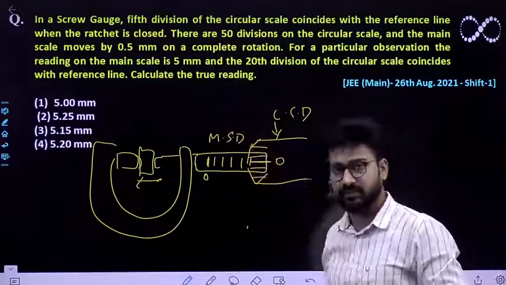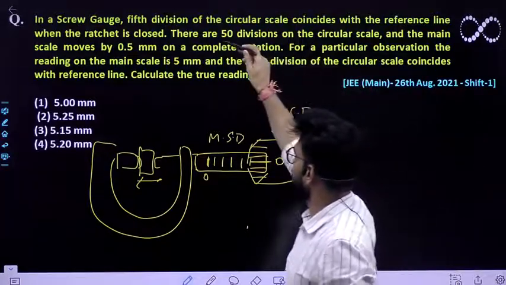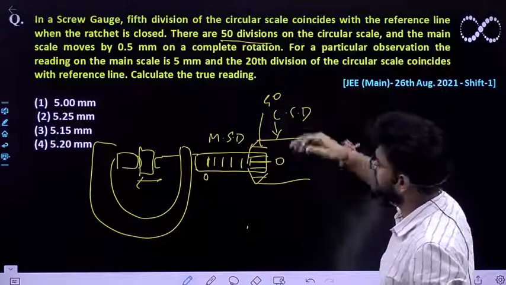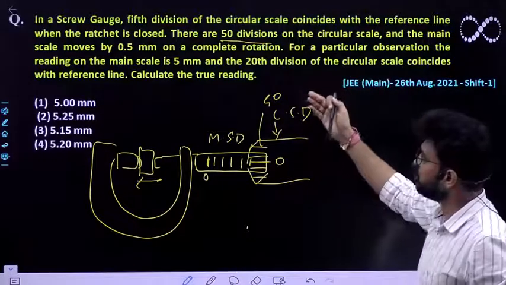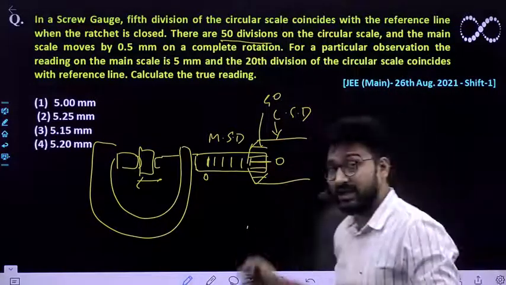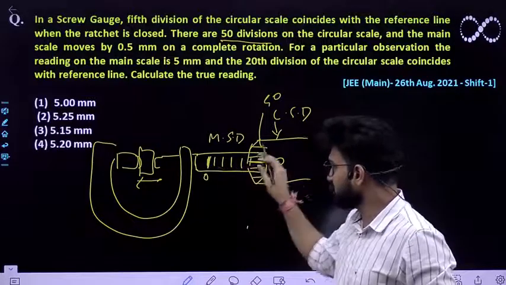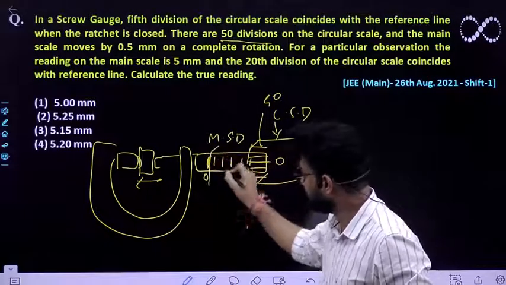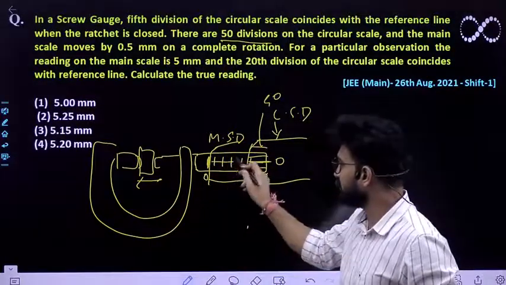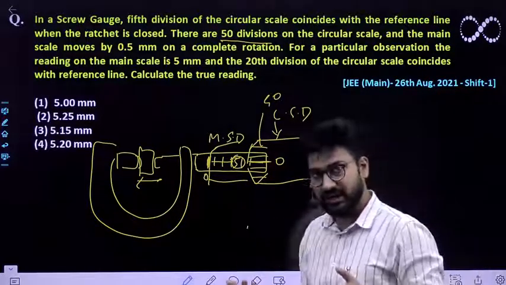So we'll be studying the question now. There are 50 divisions on the circular scale. In the screw gauge, the fifth division of the circular scale coincides with the reference line when the ratchet is closed. So that means it has got an error. Once this circular division is over here and nothing has been attached, still it is showing 5 circular scale divisions. So that means there is an error in it.